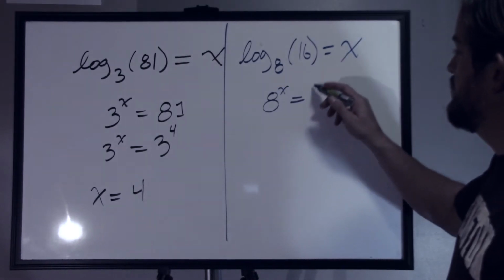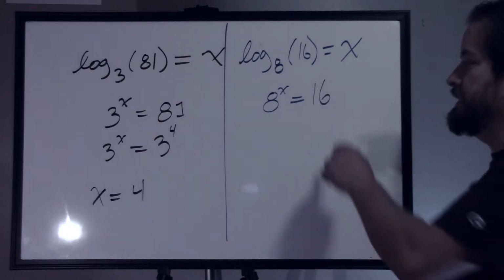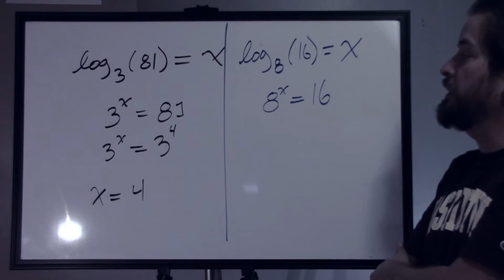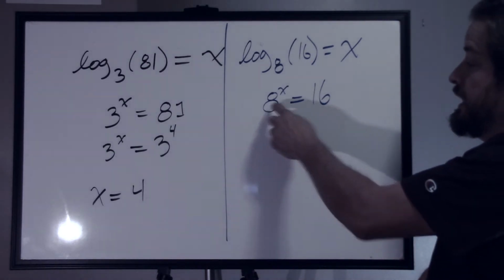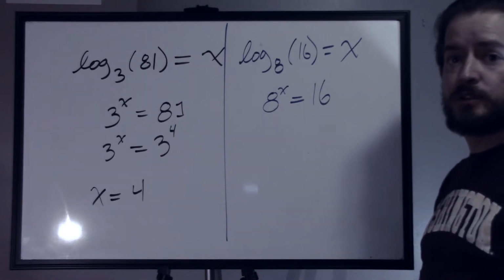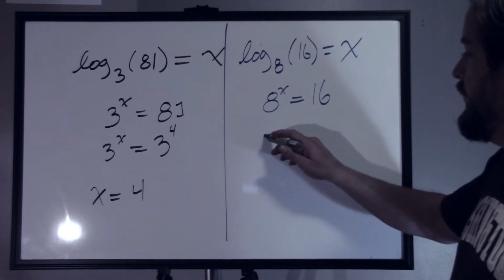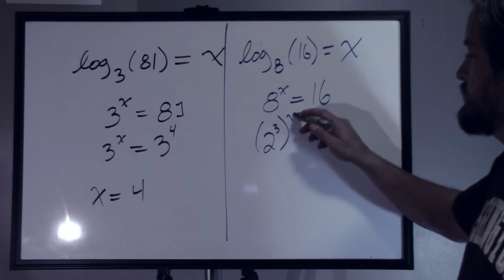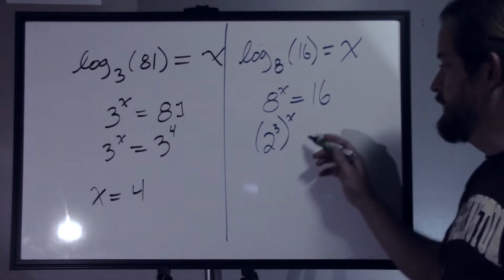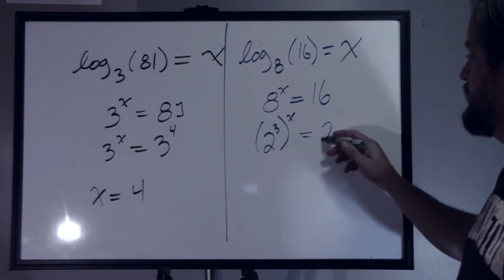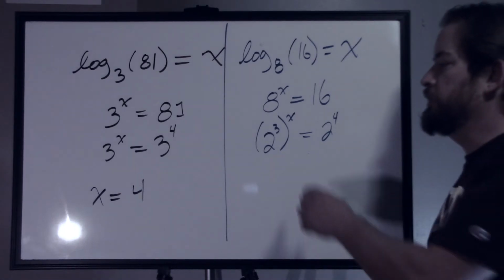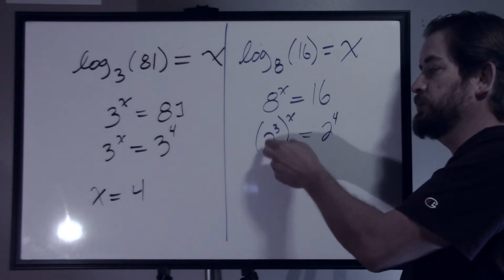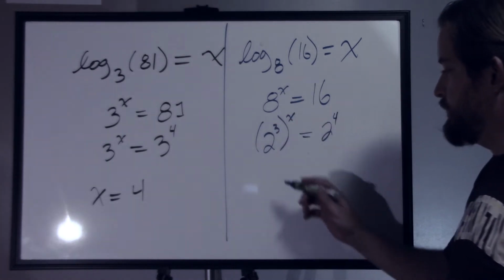equals 16. Now 16 is not a power of 8, but I can still go through steps 3 and 4, because 8 and 16 both happen to be powers of 2. So 8 happens to be 2 to the 3rd, so if I replace the 8 to the x with 2 to the 3rd to the x, and then 16 happens to be 2 to the 4th, what I can do with these exponents on the left here is 2 to the 3rd to the x becomes 2 to the 3x. You multiply those powers.